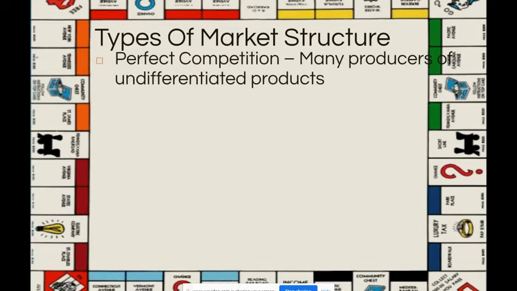We've already talked about Perfect Competition, which has many producers. And that's something I needed to mention. In Perfect Competition, there are many, many producers.